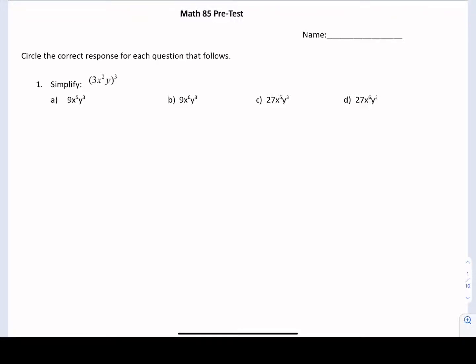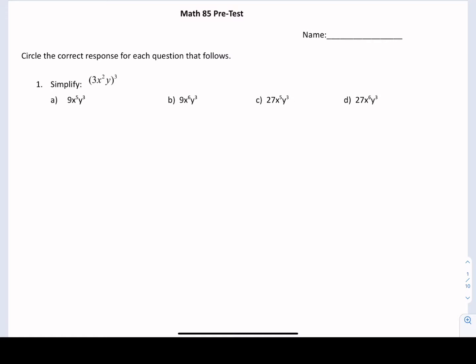Hi everyone, I wanted to take a few minutes and walk through the Math 85 pre-test with you in case there were some questions that were a little bit unfamiliar. The first question asks you to simplify the expression (3x²y)³.